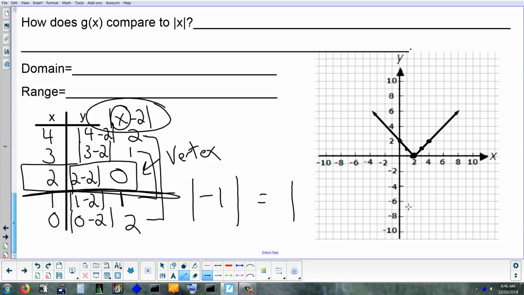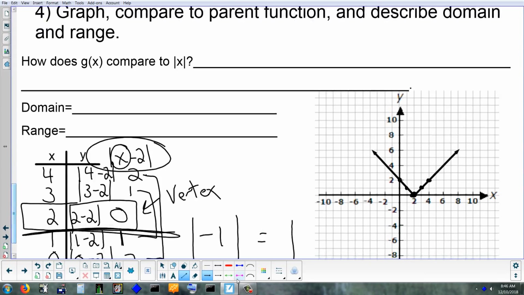I have stuff happening on the inside. So how am I going to write my comparison to the parent function? What's happening from absolute value of x minus 2 compared to the parent function? What is the graph that we just drew? What's happening to it? Where is it moving? Up, down, left, right?